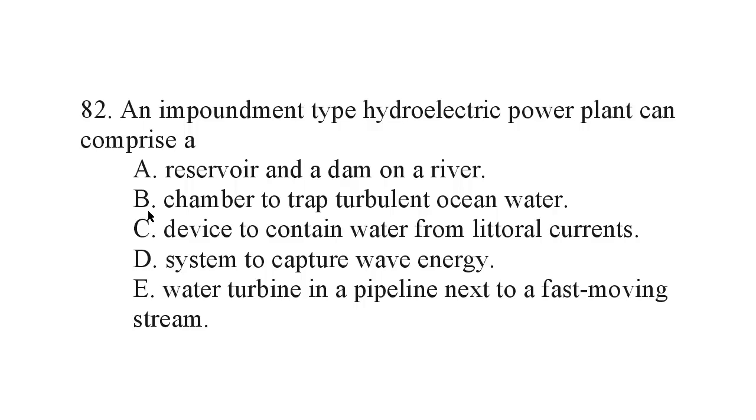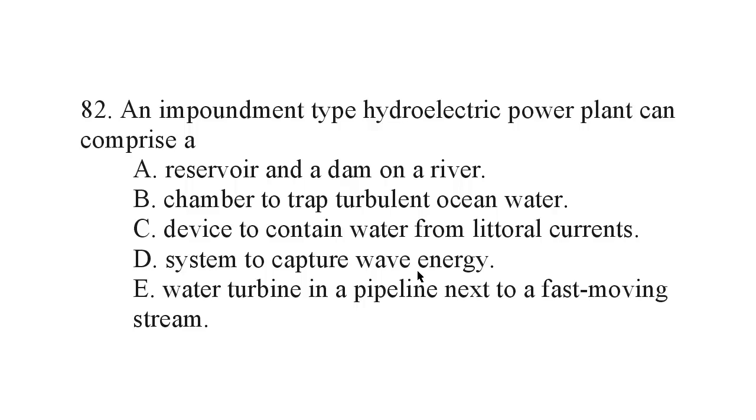Anyway, the other answers here: a chamber to trap turbulent ocean water, well, that's a wave power system. A device to contain water from littoral currents, well, you'd never really want to contain that water. You might want to put a water turbine in a littoral current. That means a lateral current going sideways along an ocean shore. Littoral currents can be harnessed for electrical power, a form of hydroelectric power.